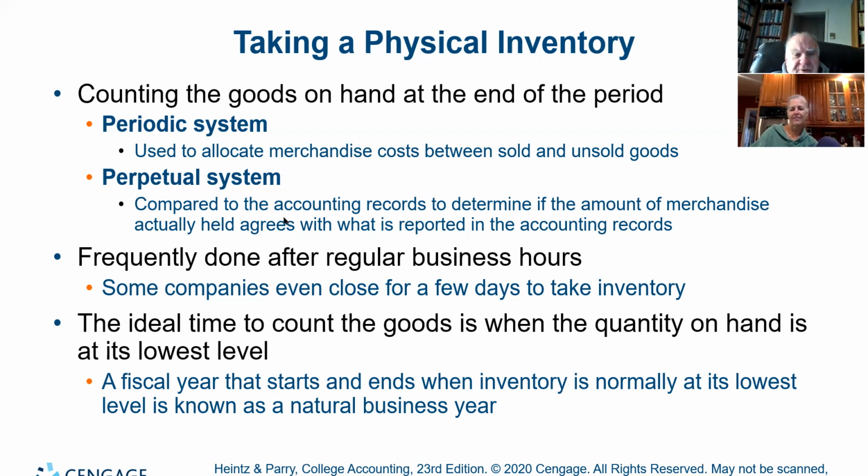The perpetual system, we compare to the accounting records to determine if the amount of merchandise actually agrees. Frequently done after regular business hours. And some companies are in a position where they can do it when the quantity on hand is low. Maybe a store like Nordstrom's, they might take their inventory at the end of January or something like that, after they've sold a bunch of stuff in December.